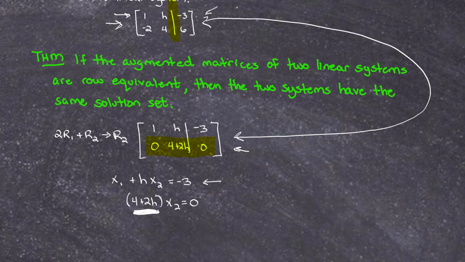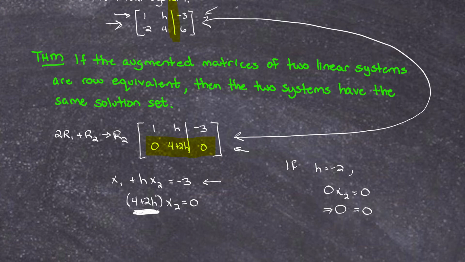On the other hand, if that 4 plus 2h was actually equal to 0, that is, if h is negative 2, then we would get the following. On that second equation, we get 0 times x sub 2 is equal to 0, which actually is an identity. That equation is called an identity because 0 times anything is still 0, and that would equal 0. So it is actually still true. We're still okay with that.